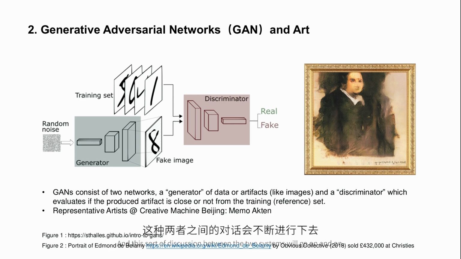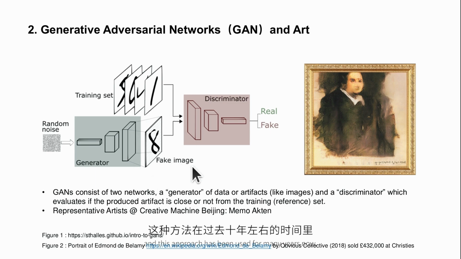And this sort of discussion between the two systems will go on and on. The generator will start producing better images, better outcomes, and the discriminator will have to learn at the level of details whether this is believable as a real possible outcome or not. So the discriminator will also change its learning. And this conversation keeps going on and on. And as it goes, the outcomes tend to get more and more interesting.